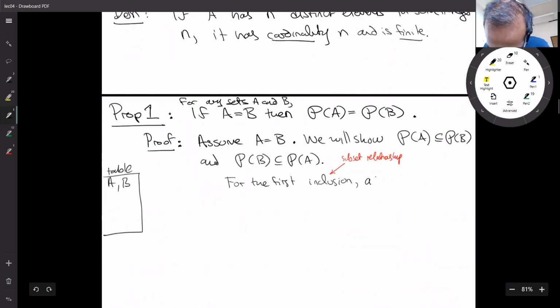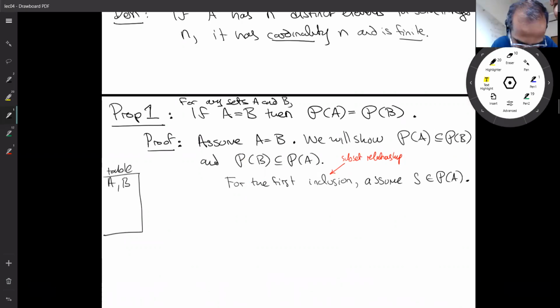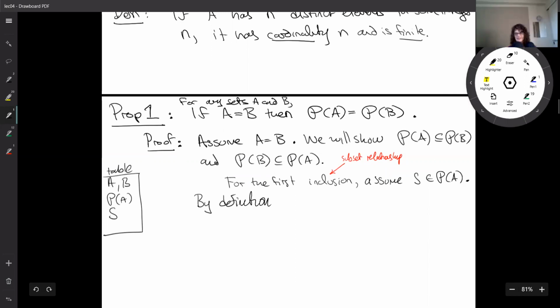So for the first inclusion, assume S is an element of the power set of A. Now the power set of A is on the table, S is on the table. Now I want to show S is in the power set of B. Any thoughts on what property I'm going to use? If S is in the power set of A, by definition of the power set, S is a subset of A. Yeah, great. Then since A equals B, S is a subset of B.